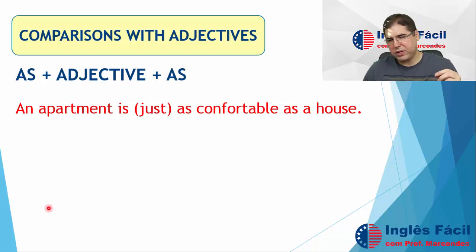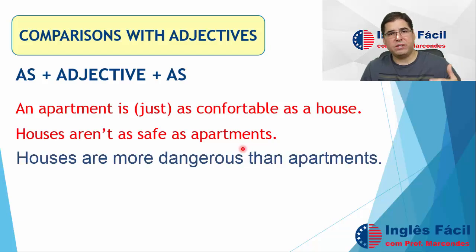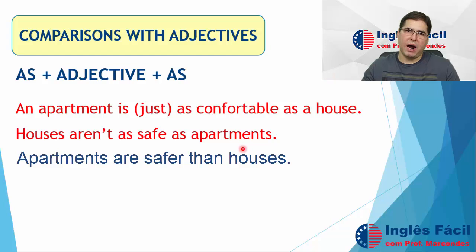Now we can also say that they are not equal, that they are different. Look here. We are going to use the negative in this case. Houses aren't as safe as apartments. Houses are not as safe as apartments, okay? So it means that now they are different. Houses are more dangerous than apartments, okay? Houses are more dangerous than apartments. So it means apartments are safer than houses, okay?